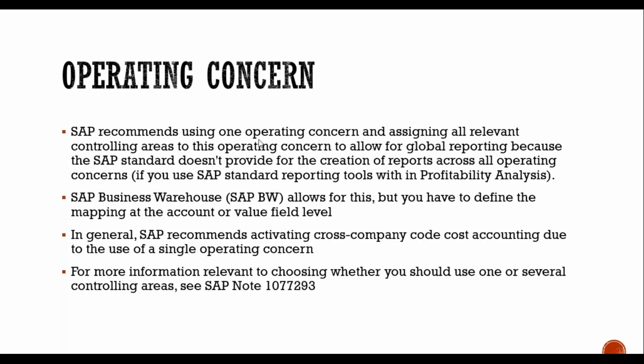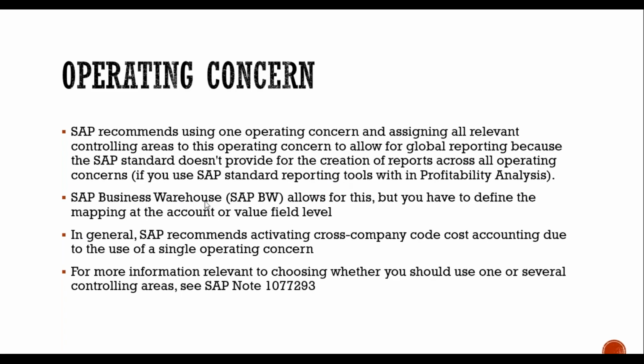SAP recommends using one operating concern and assigning all relevant controlling areas to this operating concern for global reporting. Because SAP standard doesn't provide for the creation of reports across all operating concerns. You can assign it to different controlling areas, but the problem is if you assign multiple operating concerns, then you will not be able to create the global reporting. So again, it depends at what level you want to perform the reports.